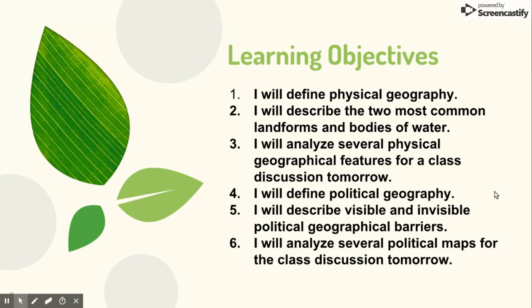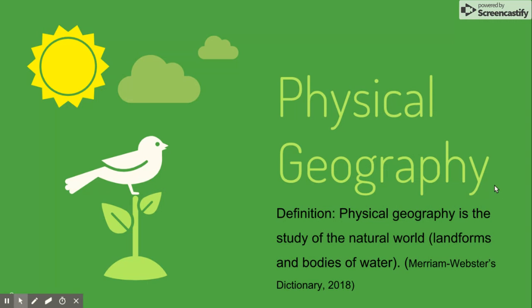Based on our learning goals, you can see that our two themes are highlighted throughout: physical and political geography. And remember to pause at any time to take a self-paced lesson with this. All right, let's get started. Physical geography. Physical geography is defined as the study of the natural world, specifically looking at landforms and bodies of water created by nature.